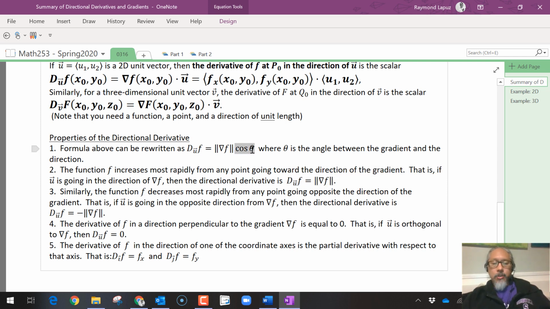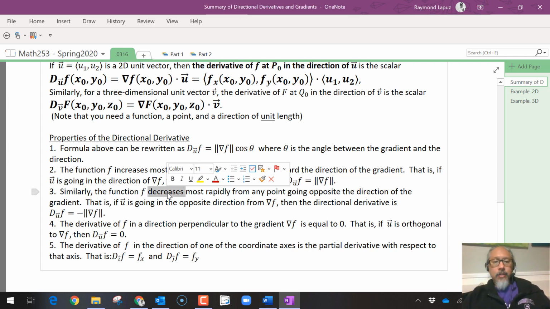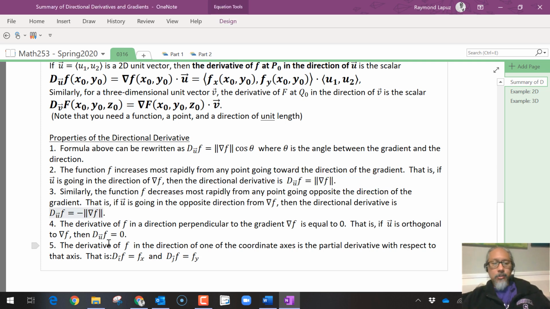So it was already proven that the maximum increase is when cosine of theta is 1. That's when theta is equal to 0, which means they're going in the same direction. So that maximizes when cosine theta is equal to 1, and therefore your directional derivative is actually just equal to the magnitude of the gradient times 1, which is given here. Now, going the opposite way, the direction of the fastest decrease is going to be the opposite of the gradient. So the opposite direction from the gradient, and that actual directional derivative is going to be negative.